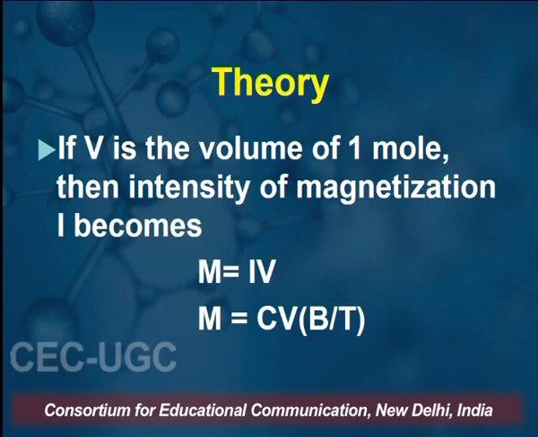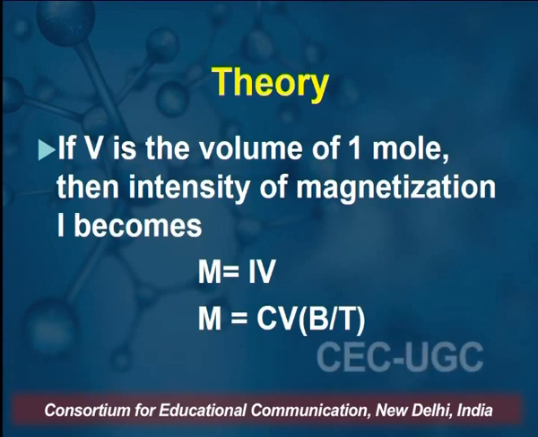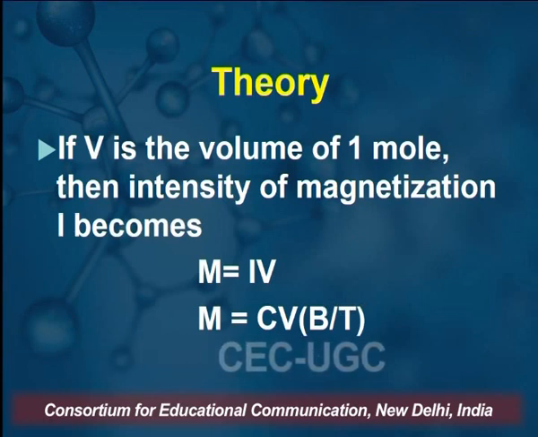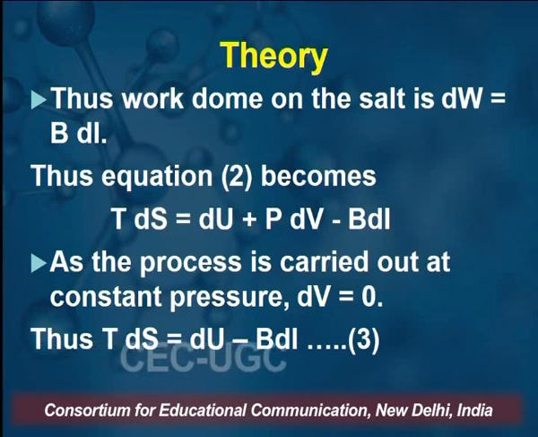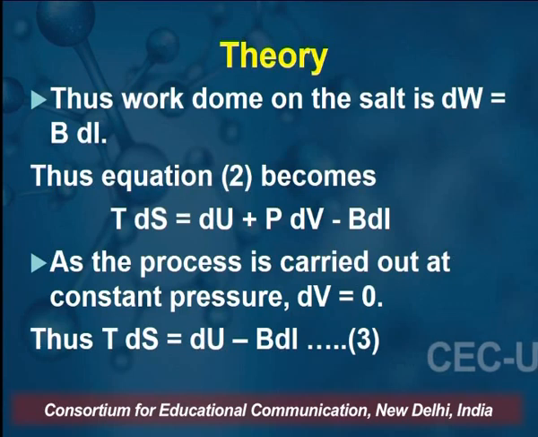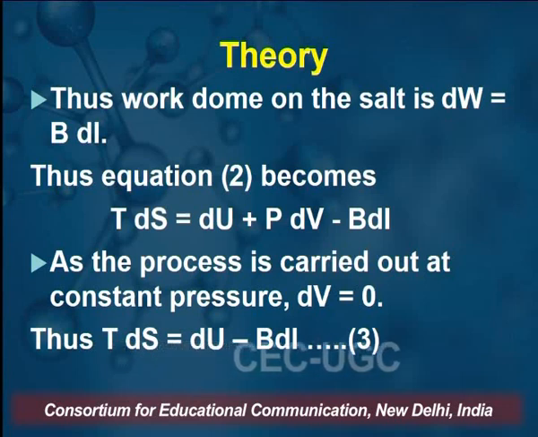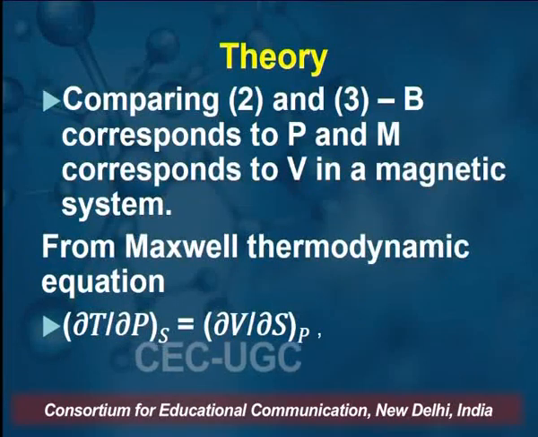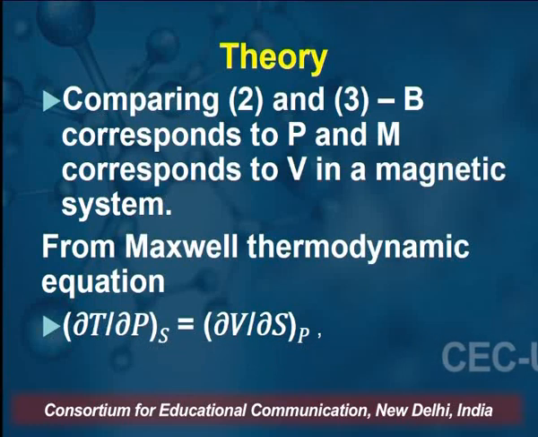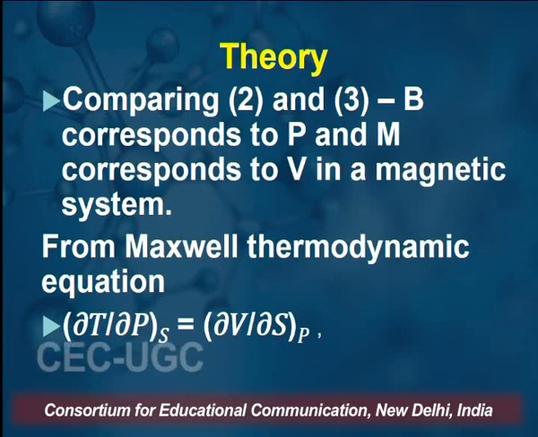If V is the volume of 1 mole, then the magnetization becomes M equal to I V. So we can write M is equal to C into B by T into V. The work done on the salt is B into dI. So the T dS equation will now become T dS is equal to dU plus P dV minus B dI. Since the process is carried out at constant pressure, we have dV equal to 0, or T dS is equal to dU minus B dI. Comparing 2 and 3, we get minus B corresponds to P and M corresponds to V in a magnetic system.